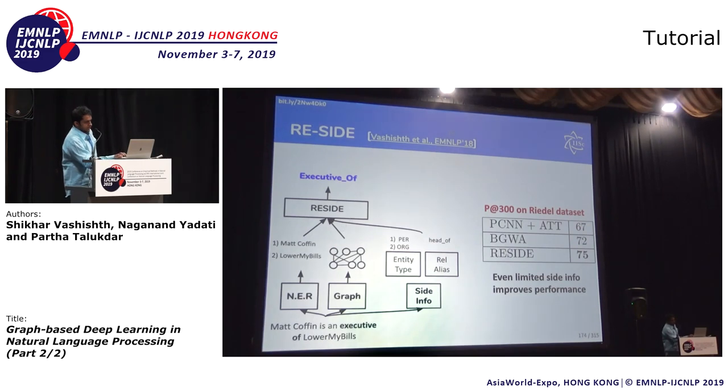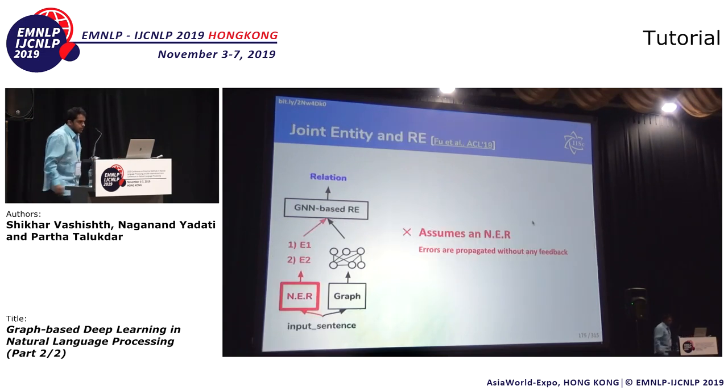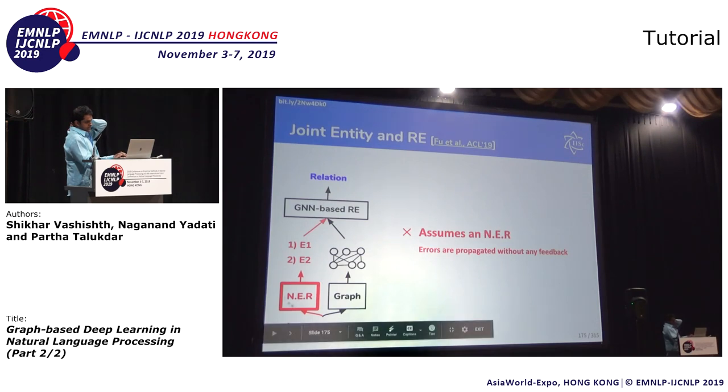In this EMNLP 18 paper, they call the model RESIDE, relation extraction using side information. As we can see in this table, on the Riedel dataset, even limited side information outperforms state-of-the-art baselines. Now one limitation of this simple GNN model is that it assumes the presence of a named entity recognizer, so this becomes a pipeline. Errors in this NER model will be propagated without any feedback to the graph neural net.